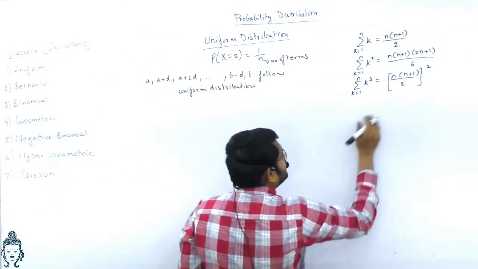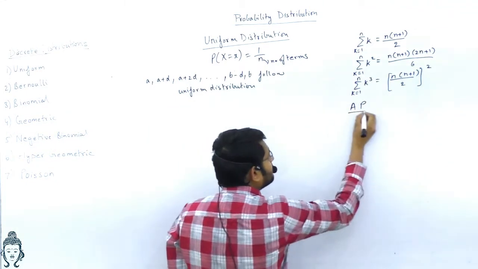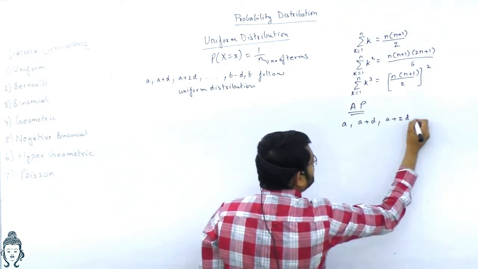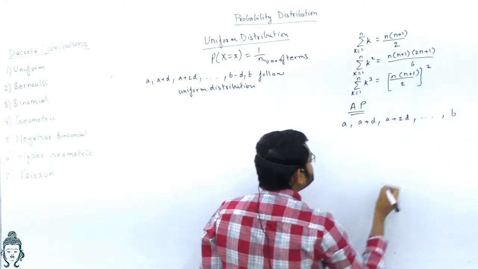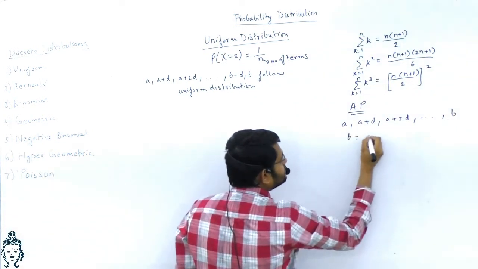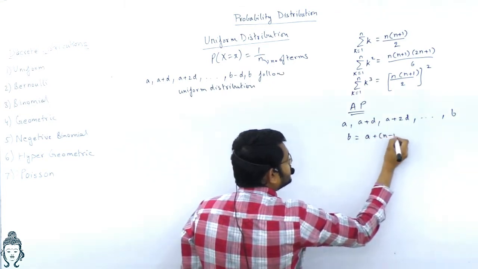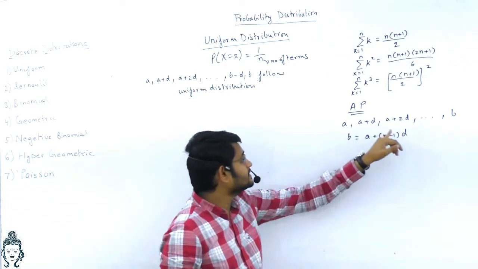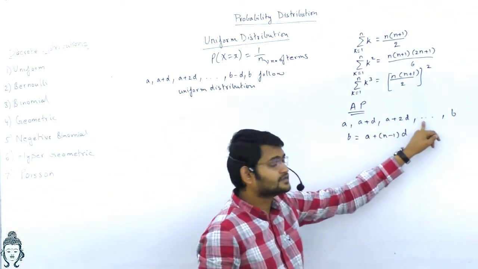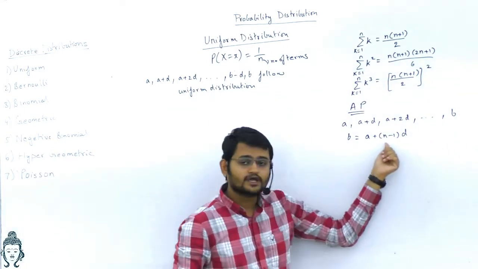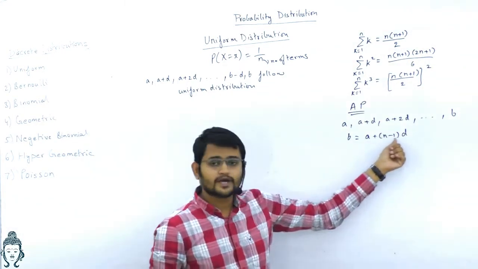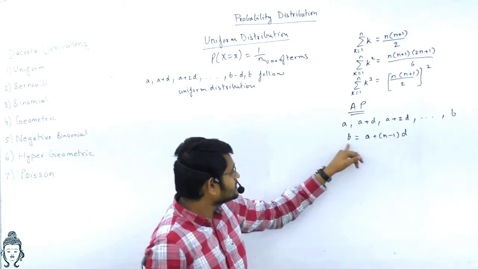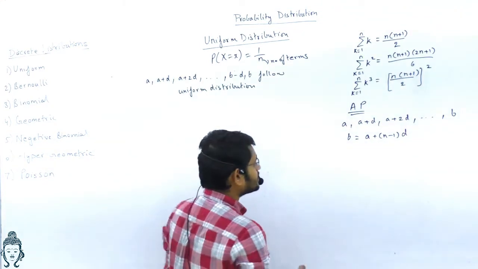Now, if I take arithmetic progression A, A plus D, A plus 2D, and let's say the last term is B, then my last term is nothing but A plus n minus 1 times D. Why? Because first term is A, second term we have 1D, third term we have 2D, in fourth term we'll have 3D, and therefore the nth term is going to give me A plus n minus 1 D. Now if we are assuming there are total n terms and the last term is B, then B will be equal to A plus n minus 1 D.